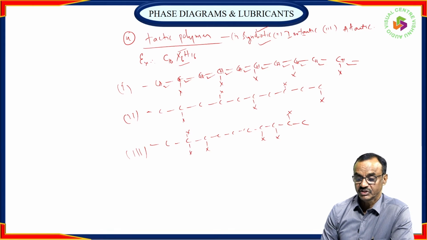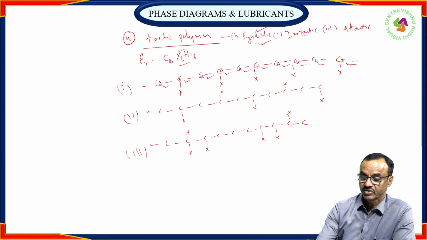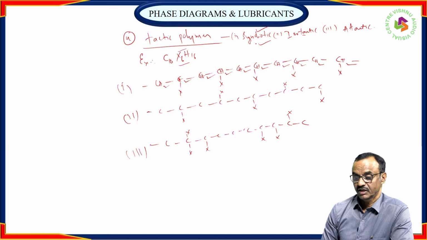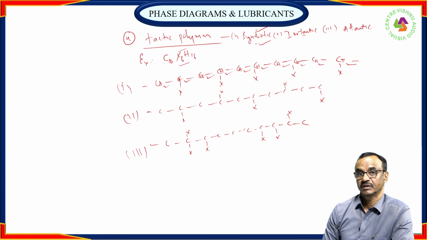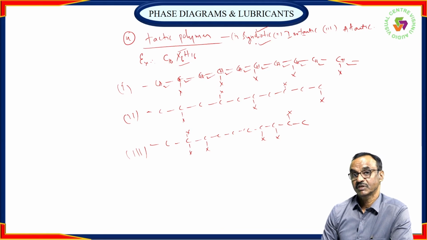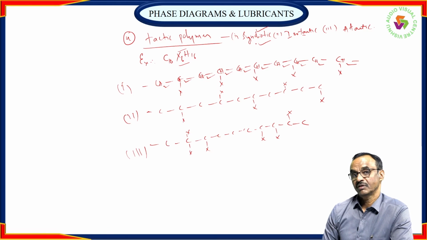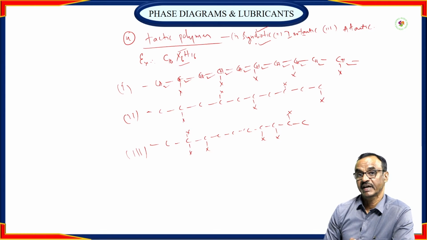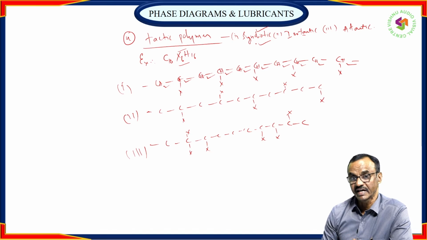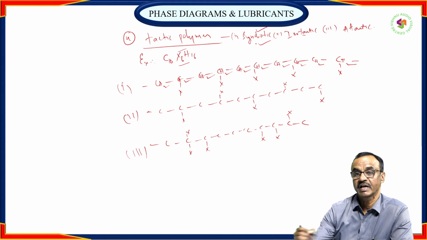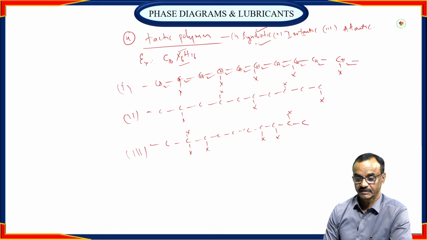If the polymer consists of functional groups on the same side with respect to the main chain, it is called syndiotactic. If the tactic polymer consists of X atoms, functional groups, arranged alternatively with respect to the main chain, it is called isotactic. If the tactic polymer consists of X atoms attached at random with respect to the main chain, it is called atactic, right?